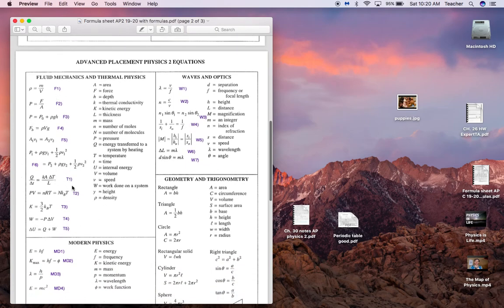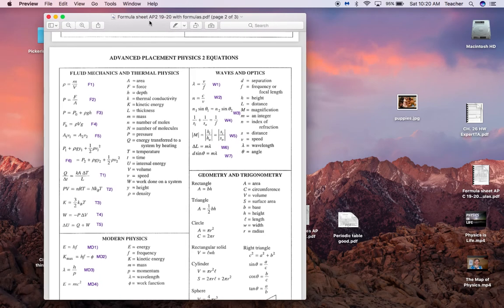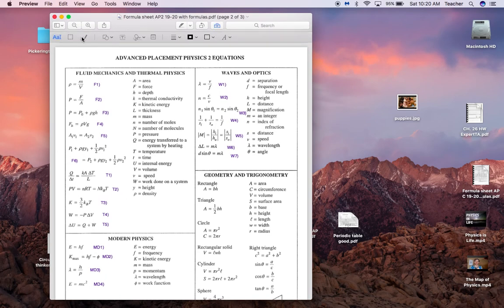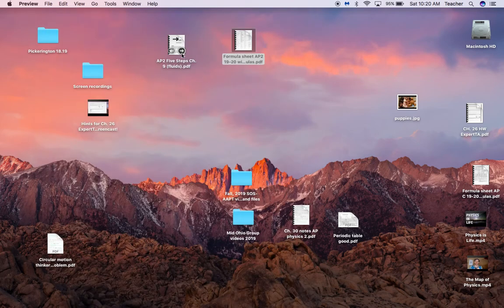I've separated these into what I consider the thermodynamics ones, T1 through T5, and the fluids ones, F1 through F6. This whole thing is F6. That's the Bernoulli's equation. In fact, let me see if I can surround that whole thing. That's a very fat line. Never mind. Anyhow, those are the same ones that are talked about right here.